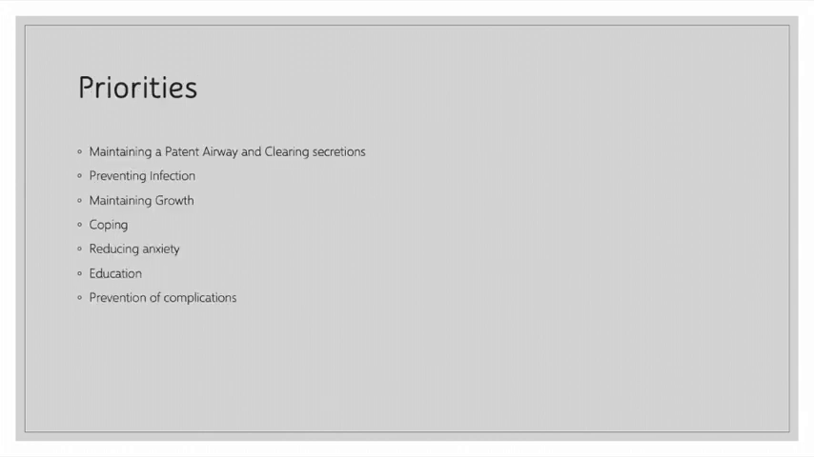So what are our priorities? Obviously our main three priorities are going to be maintaining that patent airway, getting rid of those secretions, and preventing any infections from occurring. And more on the side, but still a priority, we're going to want to be maintaining their growth and adequate nutrition, coping, anxiety reduction, education, and prevention of complications.